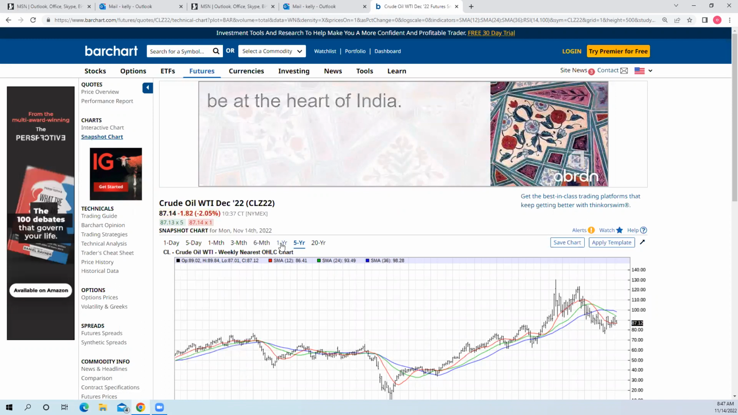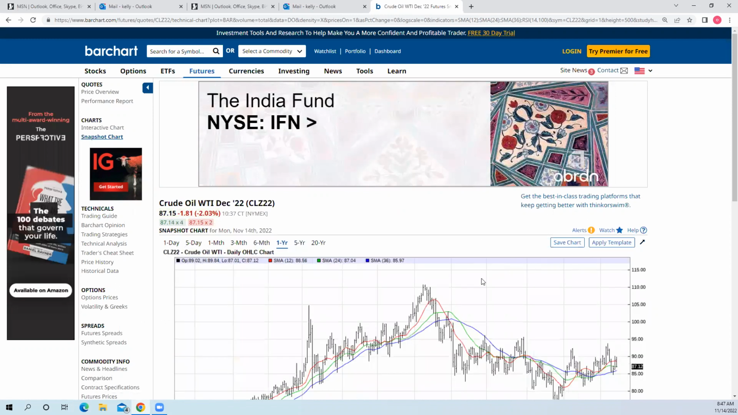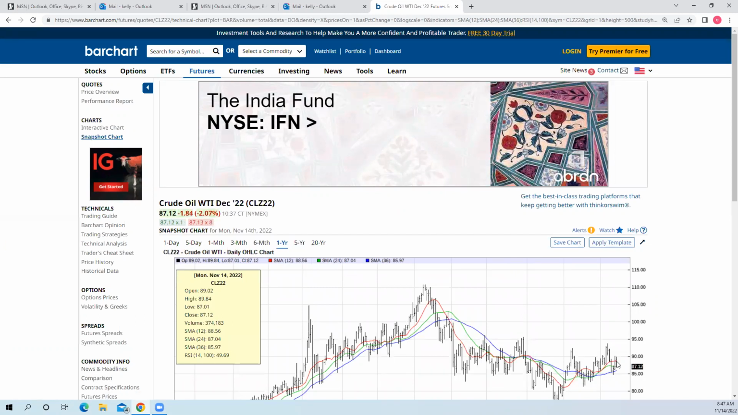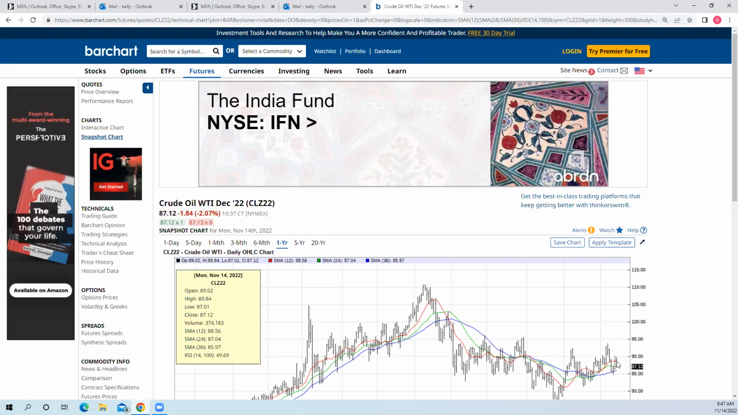Okay, on the 1-year graph, again, looks pretty good as long as it stays above 85. This thing's at 87. You start seeing this thing underneath 85, and I think something's changing. The red line up here comes in at about 88.5. So again, getting back above 88.5, a positive. Getting above 93, 94, a positive. Getting above 100, really positive.